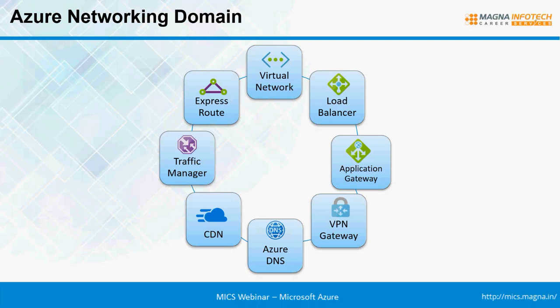All right, so these are the different services which are available in networking. Of course, there is something called Azure DNS. If you have your own domain name and you want to use your domain name for your application, you can set it up using Azure DNS.